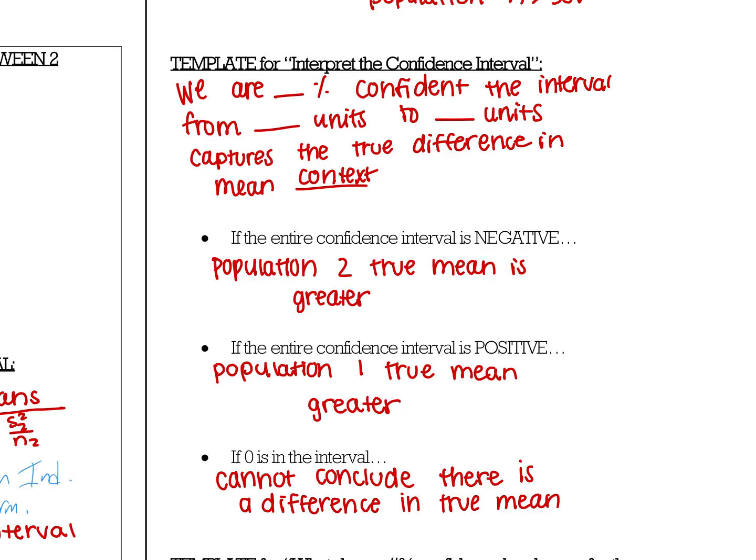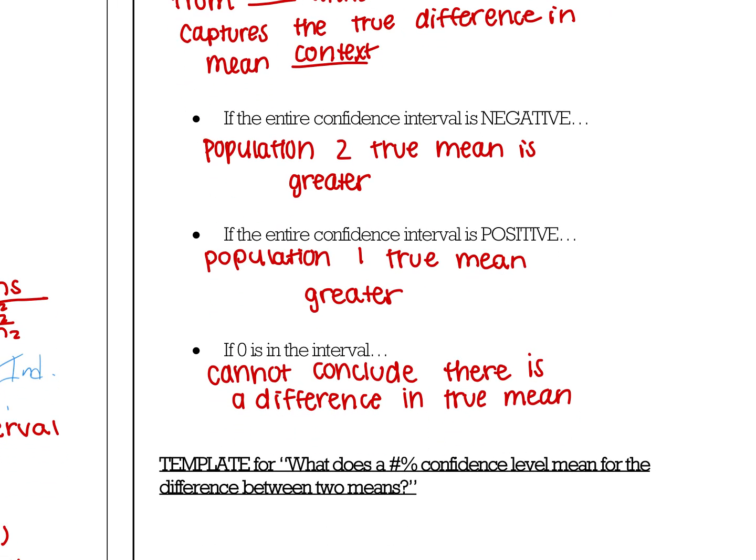If your confidence interval is negative, P2 is greater than P1. And if your confidence interval is positive, then P1 is greater than P2. If 0 is in the interval, basically, if you have two different signs on the values, you can't conclude anything. Maybe you're bigger, maybe you're smaller, we don't know. We're just going to have to stick with knowing that the difference is within those boundaries.